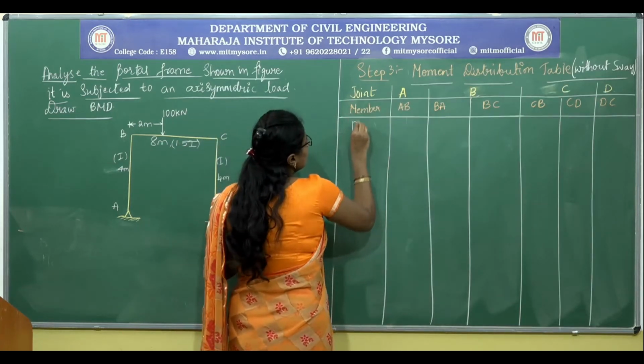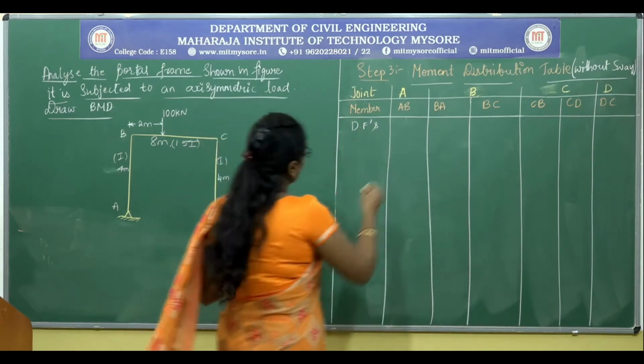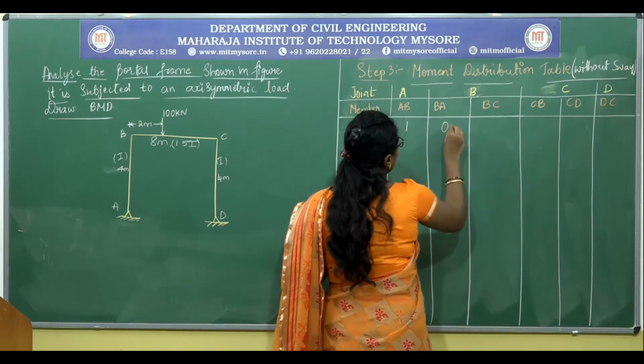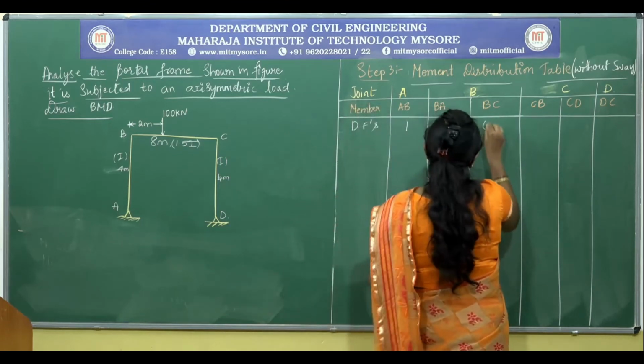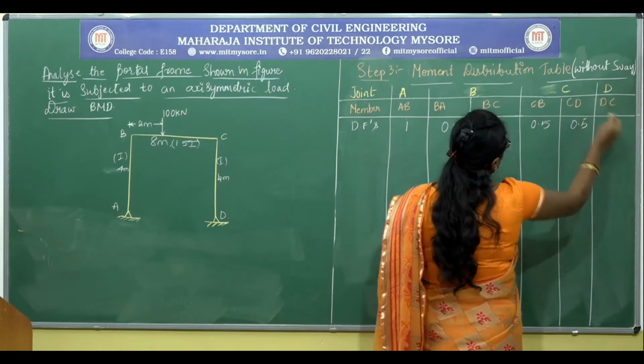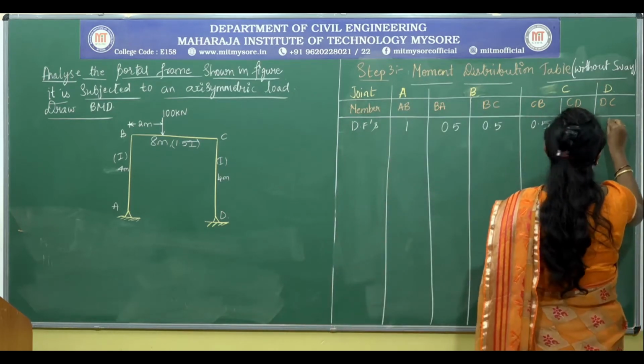Next is the distribution factors. We know that the distribution factor for A is 1 and BA is 0.5, BC is also 0.5, CB also 0.5, CD also 0.5 and DC is 1.